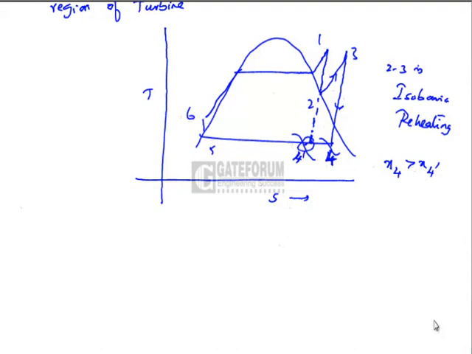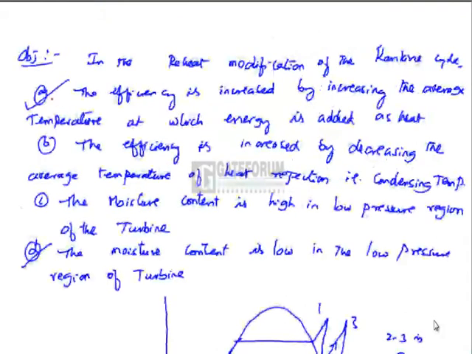So answer is D. And looking at option A, the efficiency is increased by increasing the average temperature at which heat is added. When reheating is provided, the mean temperature of heat addition would also increase. Therefore, efficiency may be slightly increased. Answer is also A. There are two answers for this question, because when reheating is provided, there is every possibility that the mean temperature of heat addition would increase, because of which thermal efficiency of the Rankine cycle shall increase.